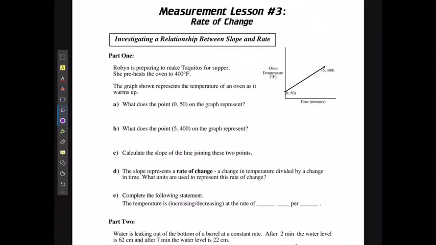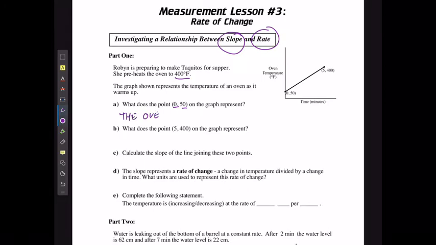For lesson 3, we're going to take a look back at the relationship between slope and rate in terms of rate of change. So, Robin is preparing to make taquitos for supper. She preheats the oven to 400 degrees Fahrenheit. The graph represents the temperature of an oven as it's warming up. What does the point of 0 and 50 on the graph represent?